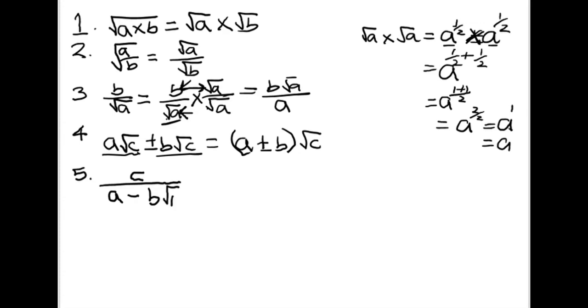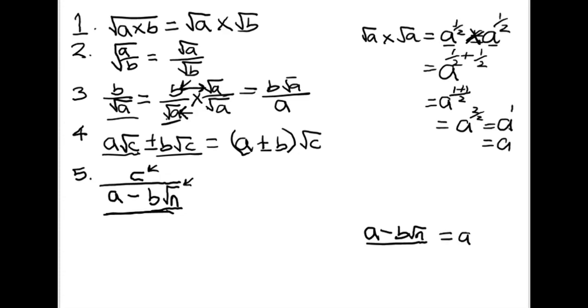Okay, b over n, b root n rather. So this is a surd, and this time around it talks about rationalization. The difference between this and this is that for us to rationalize this expression, we have to multiply the numerator and the denominator by the conjugate of the denominator. The denominator here is a minus b root n. The conjugate of a minus b root n is just a plus b root n.